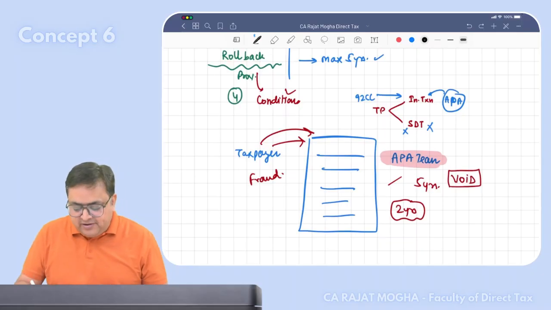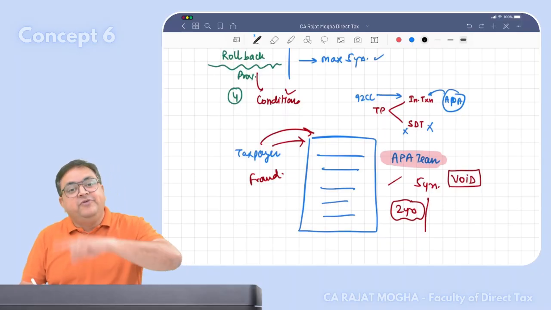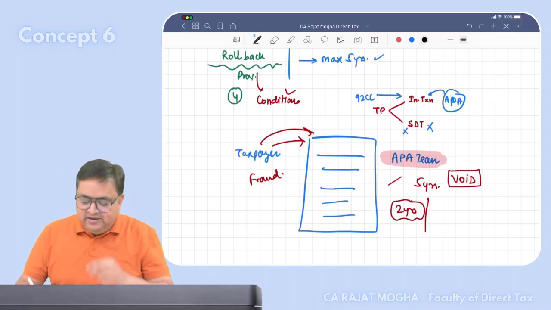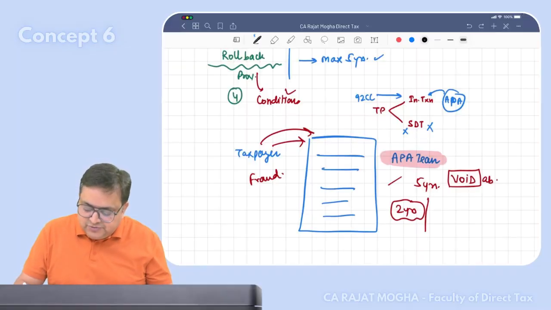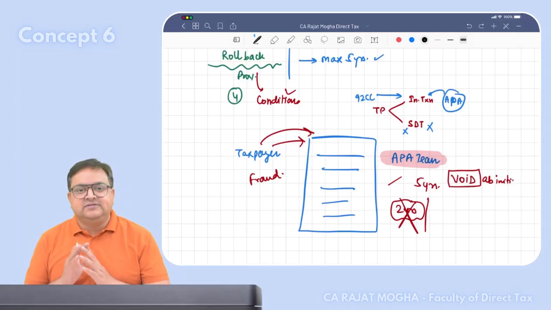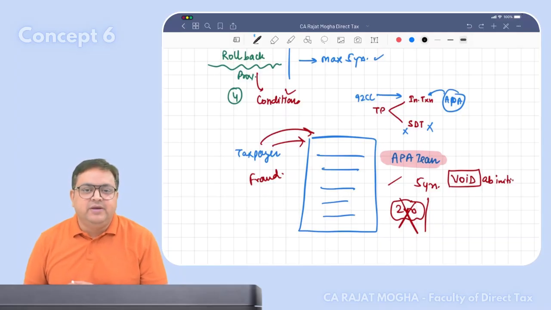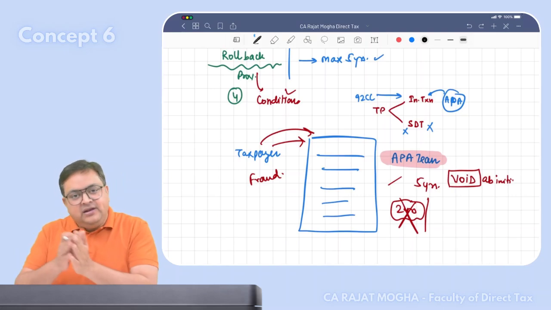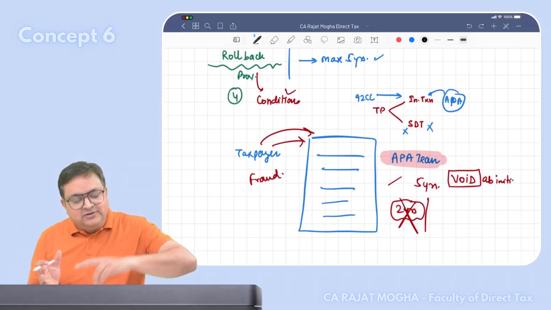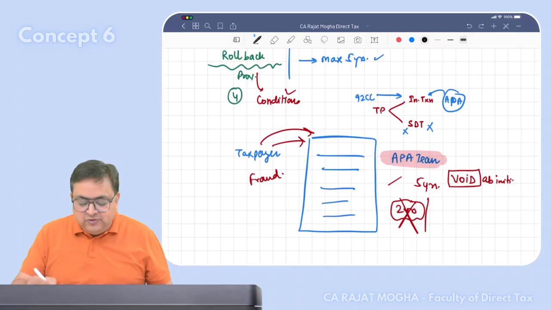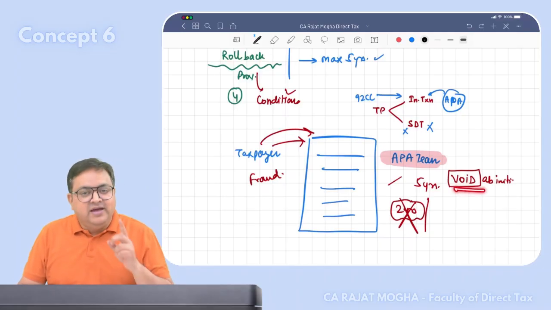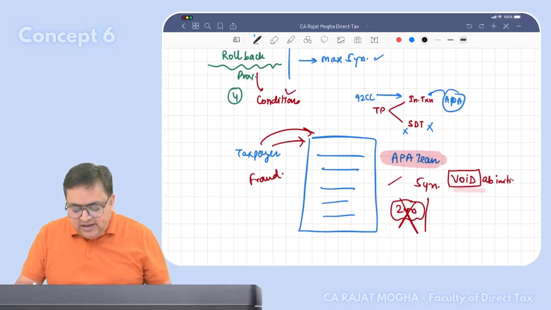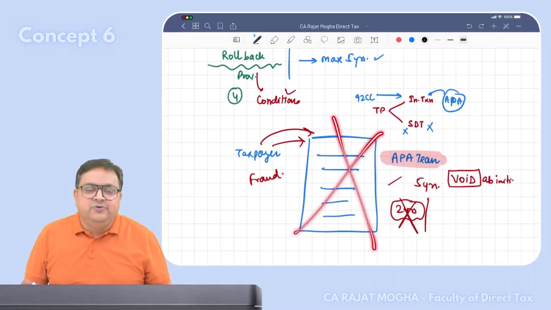And void from where? Void from here or void from the very beginning? Void from the very beginning. It would be void ab initio. So even on these 2 years, this ALP will not be applied. Why? Because it was by way of fraud. So not only the next 3 years, but the 2 years also which have passed. So it will be assumed as if that APA was never entered into.